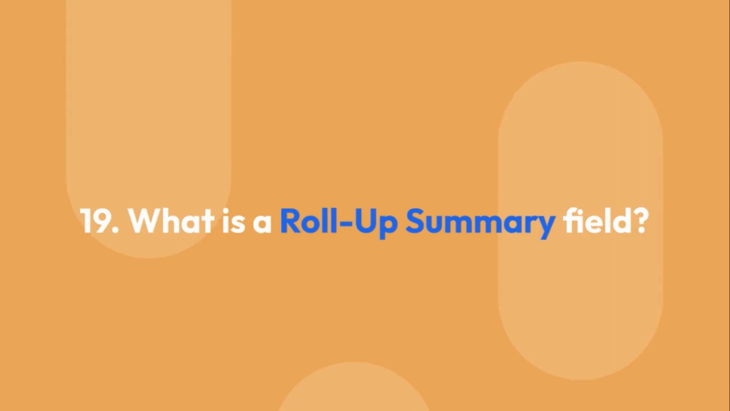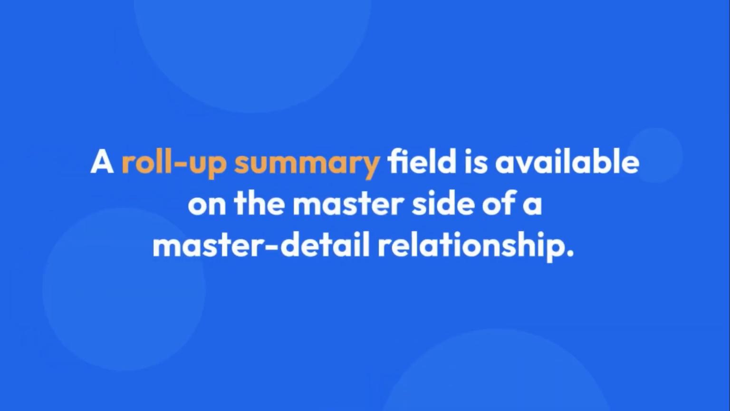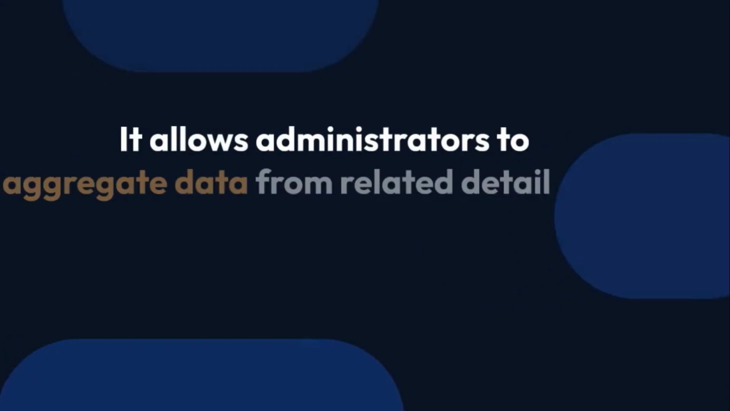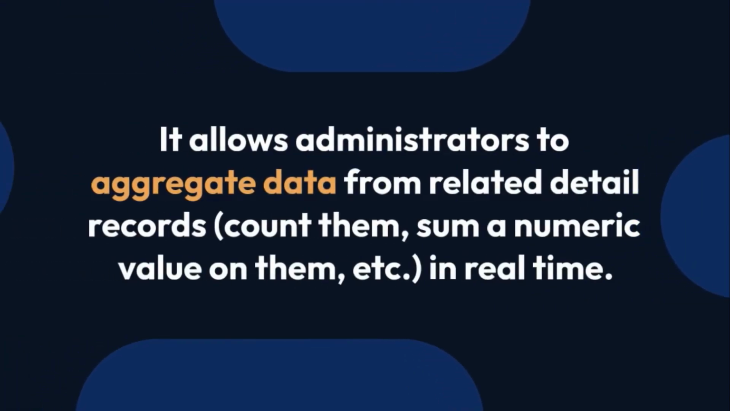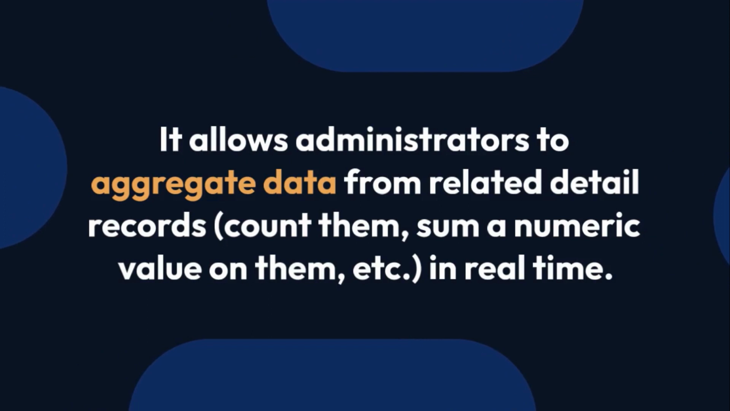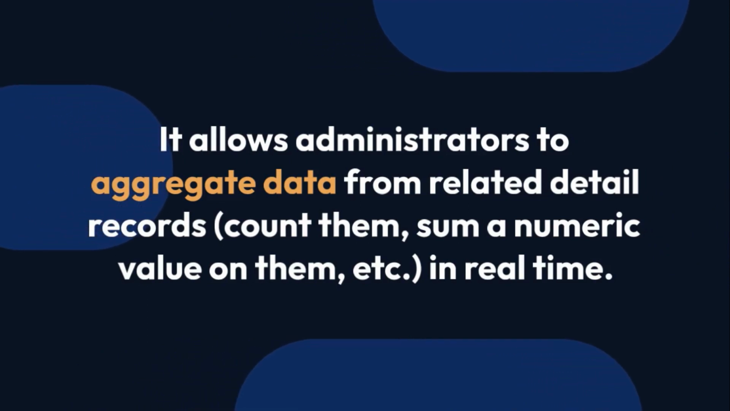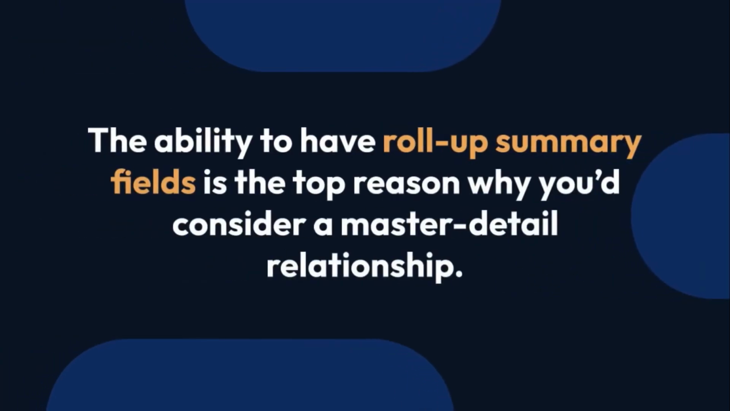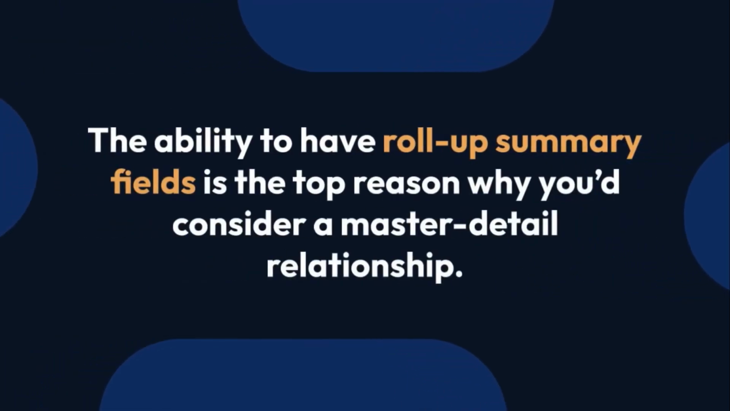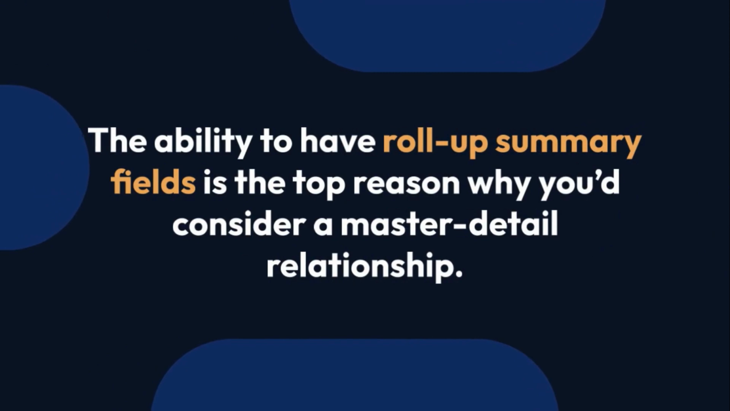19. What is a roll-up summary field? A roll-up summary field is available on the master side of a master detail relationship. It allows administrators to aggregate data from related detail records, count them, sum a numeric value on them, etc., in real time. The ability to have roll-up summary fields is the top reason why you'd consider a master detail relationship.